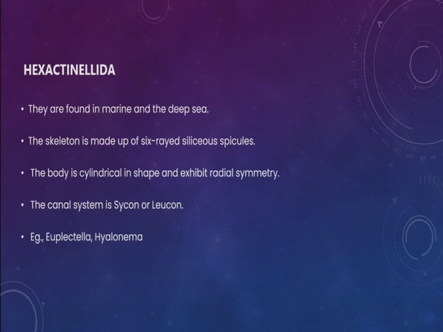The skeleton is made up of 6-rayed siliceous spicules. Here, siliceous spicules means they are made up of silicic acid. The body is cylindrical in shape and exhibits radial symmetry like calcareous animals. The canal system is sycon or leucon type. Examples: Euplectella and Hyalonema.